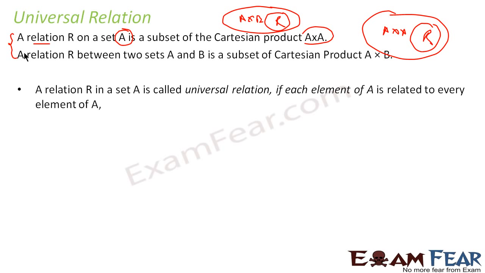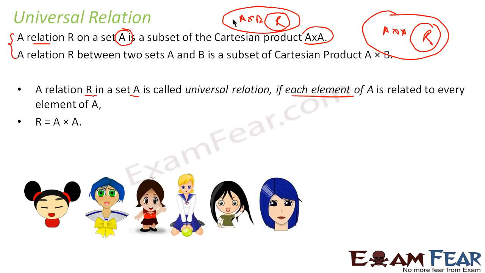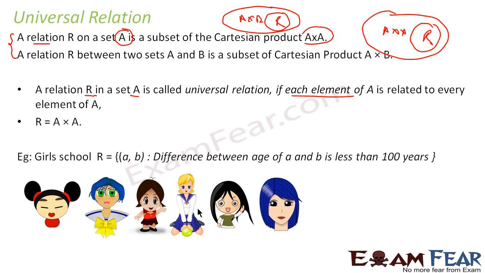Here, what I am saying is a relation R on set A is called universal relation if each element of A is related to every element of A. That means all the elements of A cross B fit the criteria. For example, these are the girls, and I say the difference between the age of A and B is less than 100 years. Please note, it is less than 100 years.